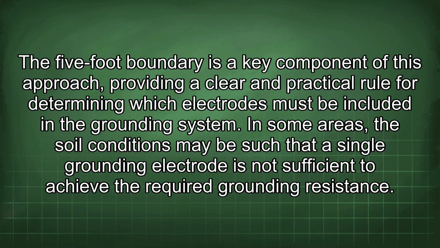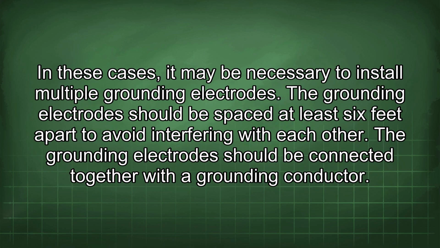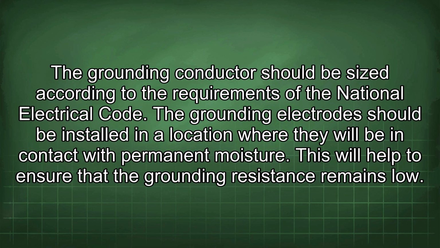In some areas, the soil conditions may be such that a single grounding electrode is not sufficient to achieve the required grounding resistance. In these cases, it may be necessary to install multiple grounding electrodes. The grounding electrodes should be spaced at least 6 feet apart to avoid interfering with each other. The grounding electrodes should be connected together with a grounding conductor. The grounding conductor should be sized according to the requirements of the National Electrical Code.